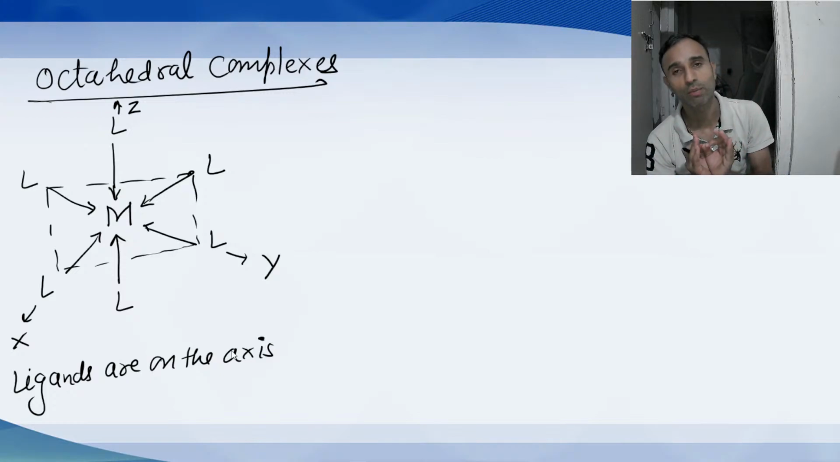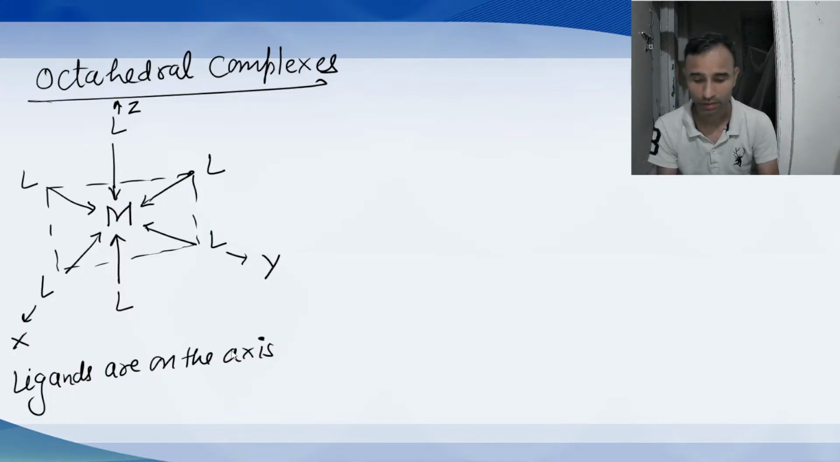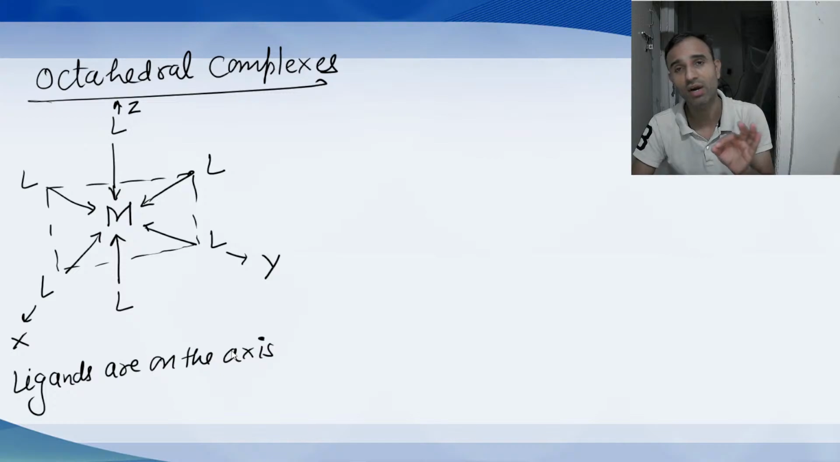In octahedral complexes, ligands are attached to the metal. What are ligands? Those which can donate an electron pair are called ligands, like ammonia and water. They can provide a lone pair of electrons to the vacant orbital of the metal. So all the ligands are on the axis, and they provide electrons to the metal.